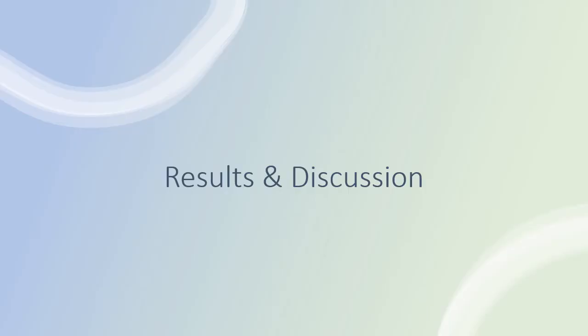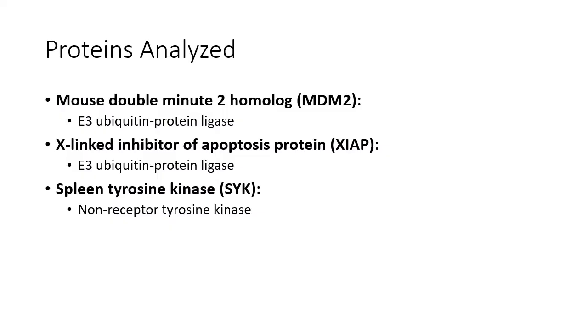I've explained how the method works, and now I would like to present how well the method performs. Mouse double-minute 2 homolog, an E3 ubiquitin protein ligase, is the key subject of study in this project and will be discussed in greatest depth. However, 2 other proteins are mentioned as well: X-linked inhibitor of apoptosis protein and spleen tyrosine kinase. XIAP is also an E3 ubiquitin protein ligase, but interestingly, its results are very different from MDM2. Inclusion of the SYK protein is intended to offer a first look at the performance of the fragment-based screening method on proteins that are not E3 ubiquitin protein ligases.